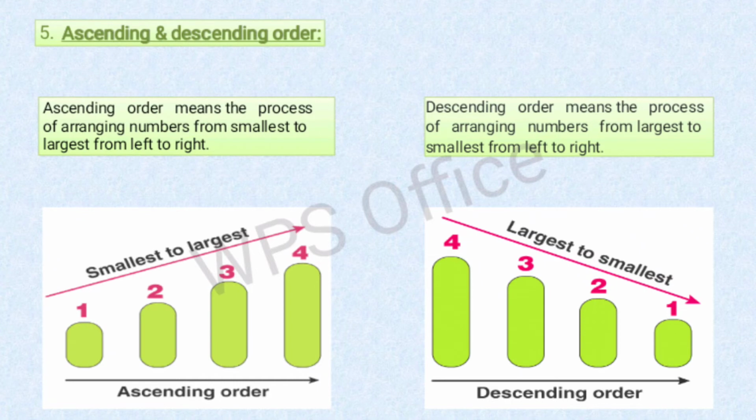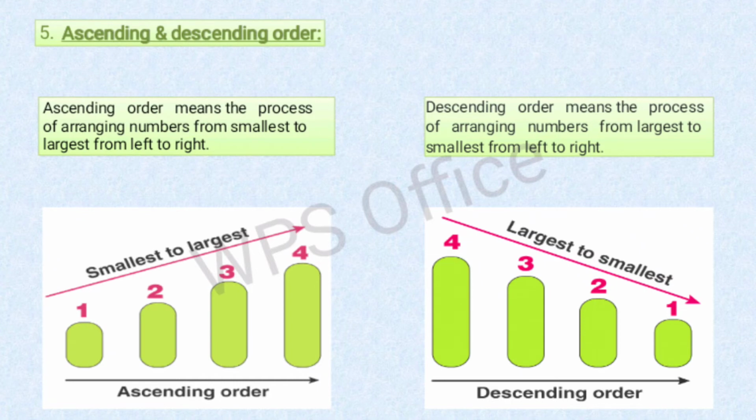We have already seen how to arrange number from least to greatest and greatest to least. Ascending order means the process of arranging number from smallest to largest, from left to right. Descending order means process of arranging number from largest to smallest, from left to right. 1, 2, 3, 4. This is the ascending order, and 4, 3, 2, 1. This is the descending order.